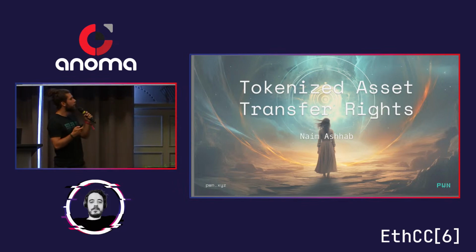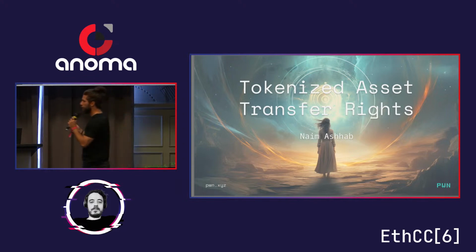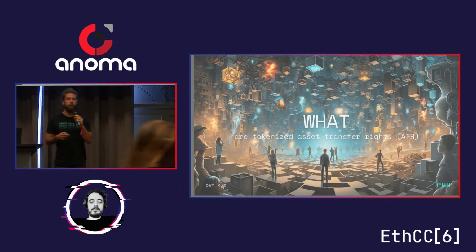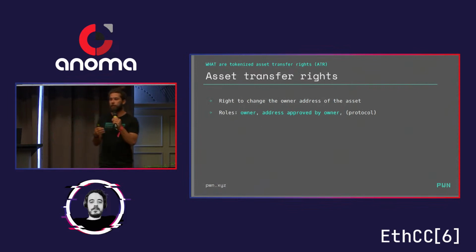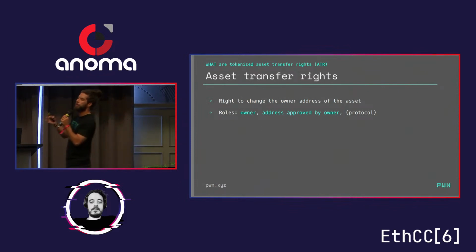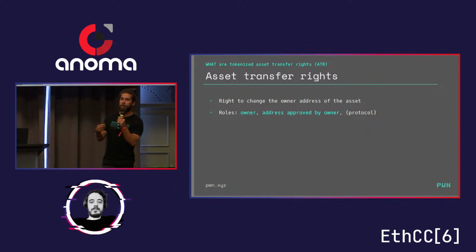I'm a smart contract dev at Pawn, and today I'd like to talk about tokenization of asset transfer rights. So let's start with the question, what's that? If we talk about asset transfer rights in general, that's the right to change the owner address of the asset. Currently, only the owner and the address approved by the owner can actually do that. In some cases, it can be a protocol. For example, ENS. If you don't pay for your domain, it can be transferred from you.